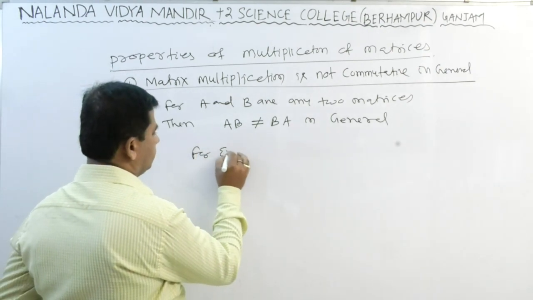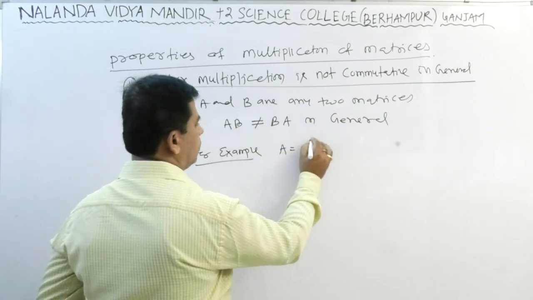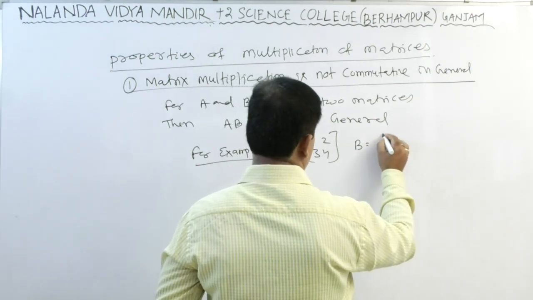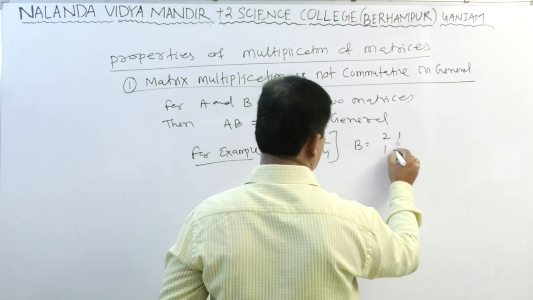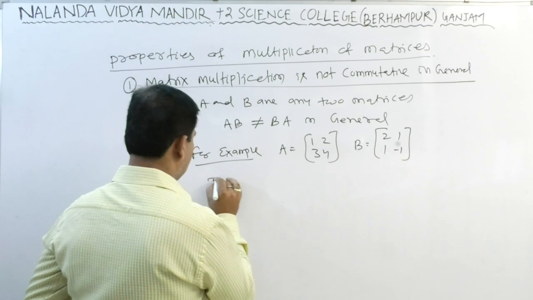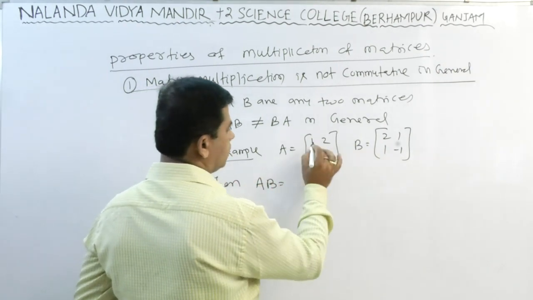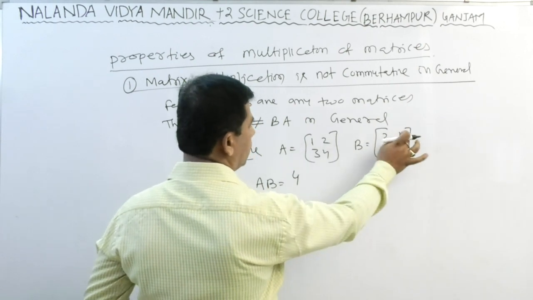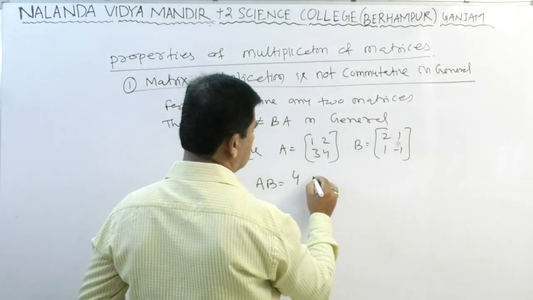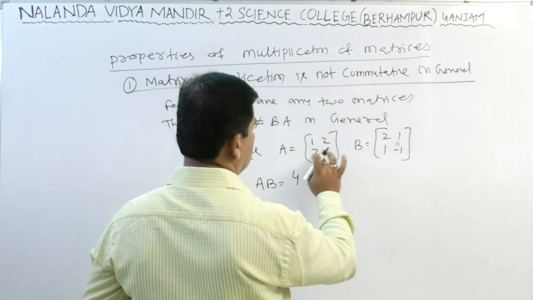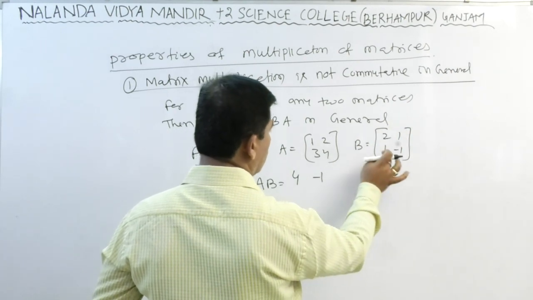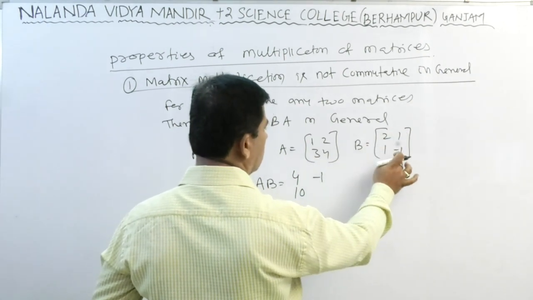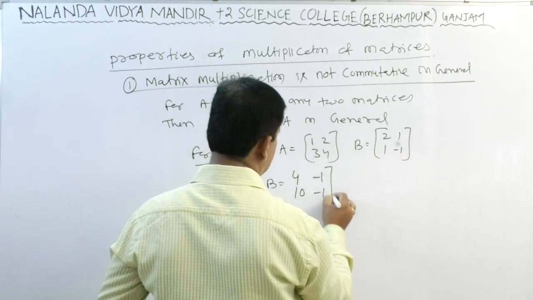For example, let A is equal to 1, 2, 3, 4 and B is equal to 2, 1, 1, minus 1. Then AB: first row, first column, 1 into 2 plus 2 into 1, that is 2 plus 2, 4. First row, second column, 1 into 1, 1, 2 into minus 1, minus 2, 1 plus minus 2 is equal to minus 1. Second row, first column, 3 into 2, 6, 4 into 1, 4, 6 plus 4, 10. Second row, second column, 3 into 1, 3, 4 into minus 1, minus 4, therefore that is equal to minus 1. This is our AB.